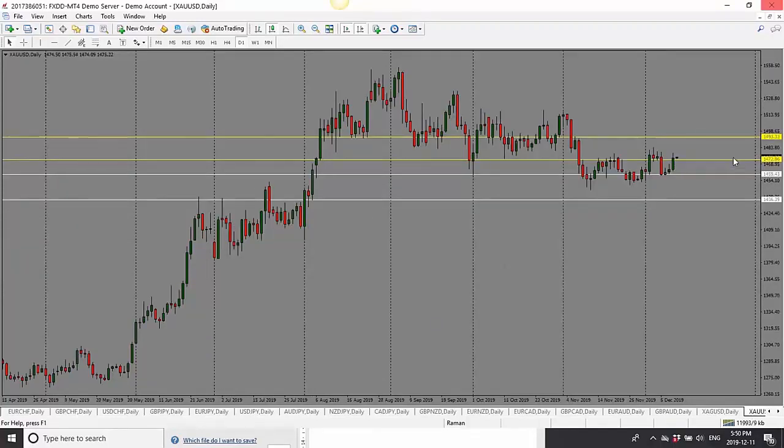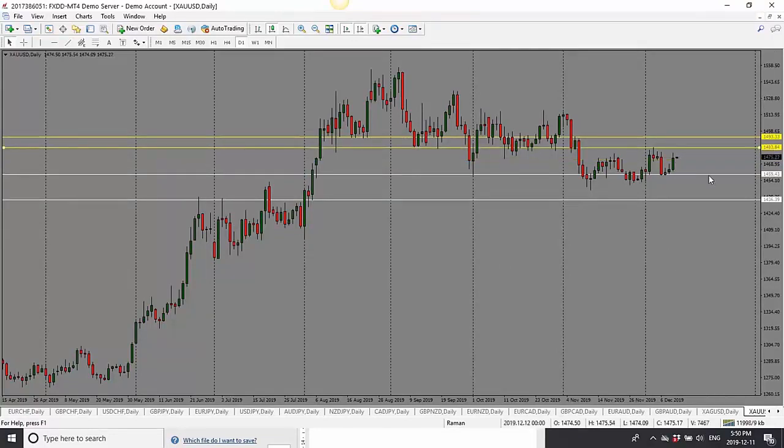Gold here, this one as well, it is bullish. Price has gone up. So looking for price to move up further into 1483 as the first target, and then 1493 is the second target. So bias is bullish for gold as well.